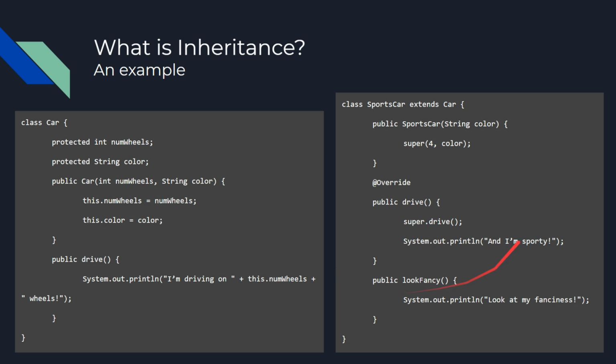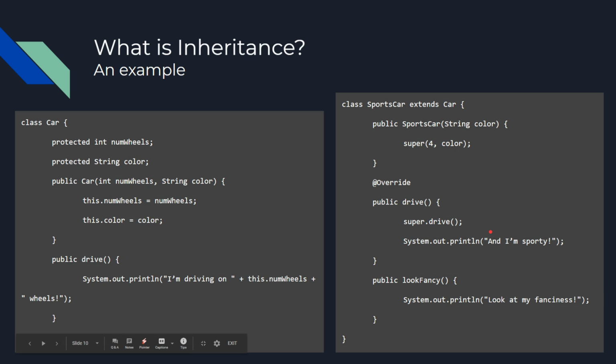So there's some new stuff here, like the super and this override. I'm going to explain what those are in a second. But in addition to extending what the car has, we can add new stuff, right? There's no problem with adding new things on top of what you inherited from your parent. That's not a problem at all.